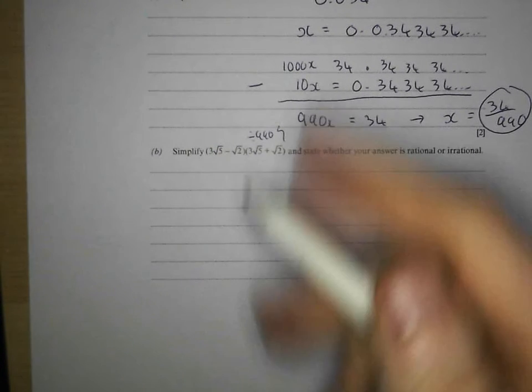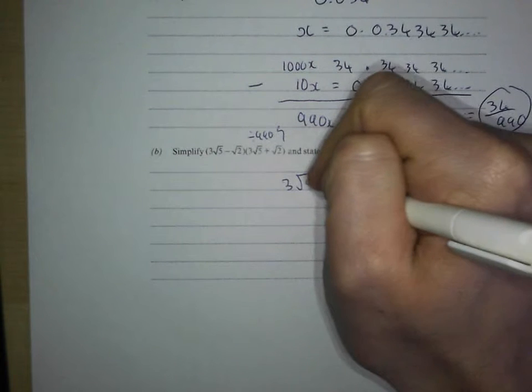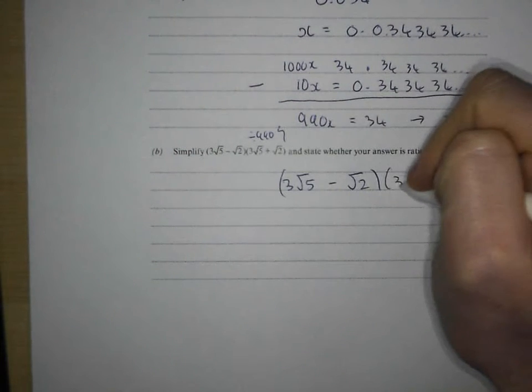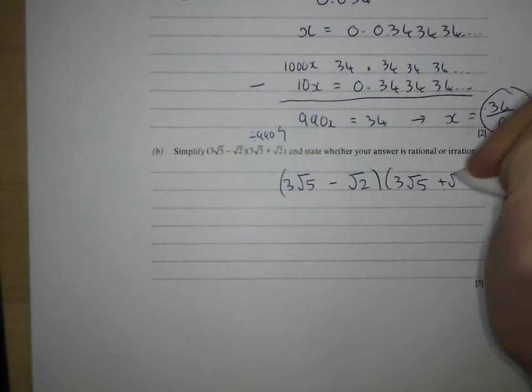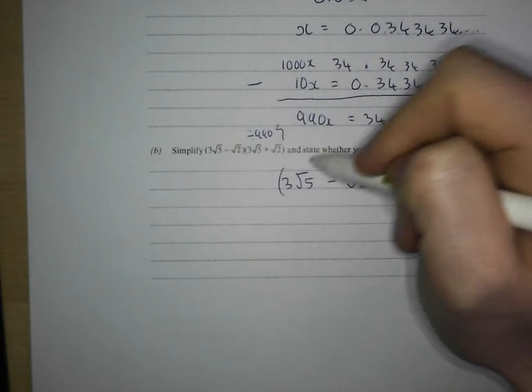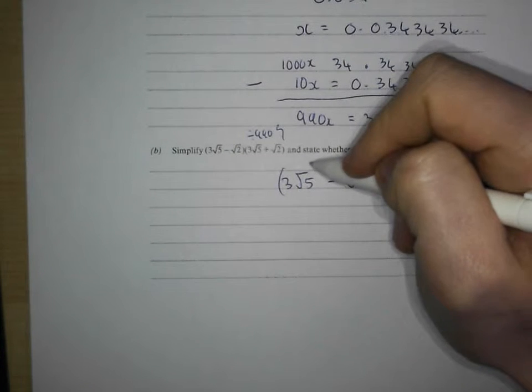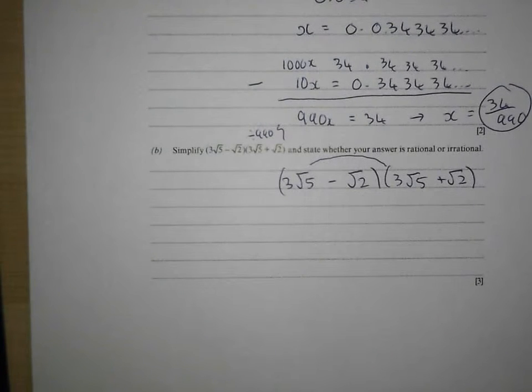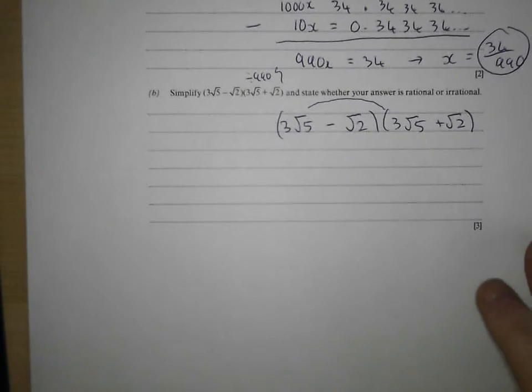So let's have a look. We've got 3 root 5 take root 2 multiplied by 3 root 5 plus root 2. Okay, let's treat it as a double bracket and just go for it. Multiply each term in turn. So 3 root 5 times 3 root 5. Now, if you're dodgy on that, just write it out here.